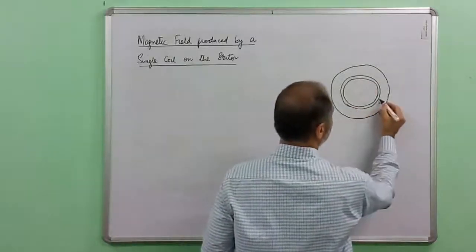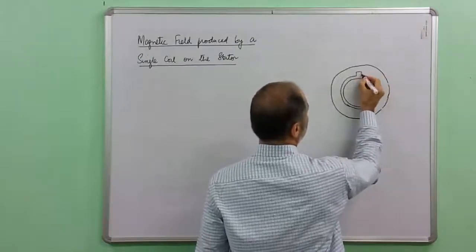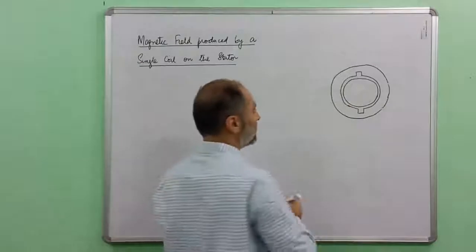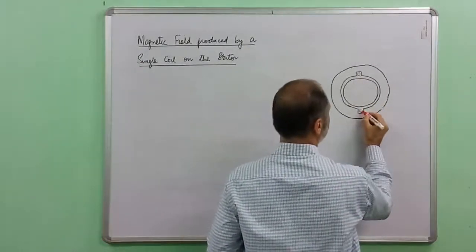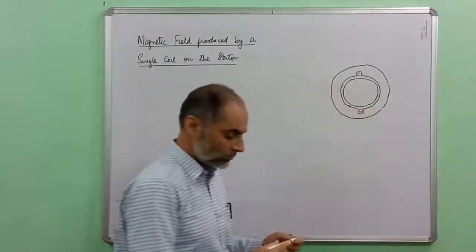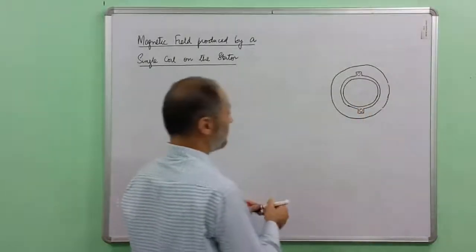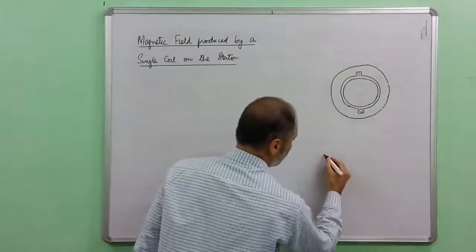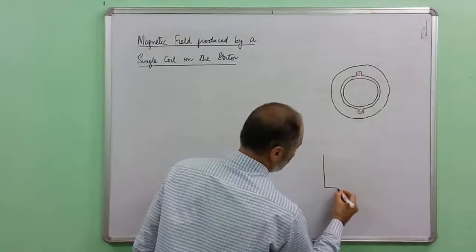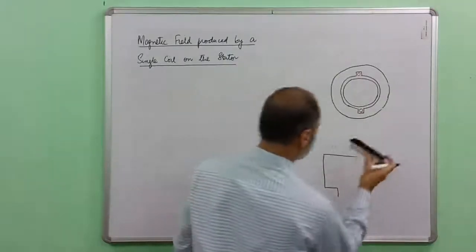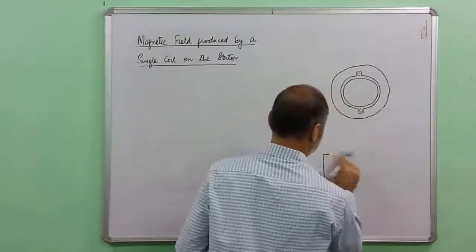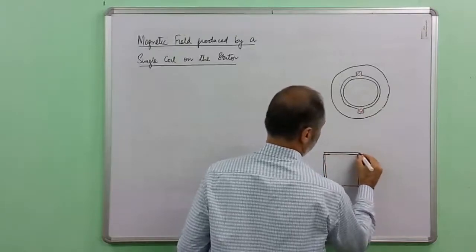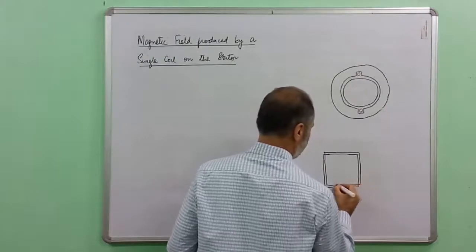So, in order to provide a single coil on the stator, we create a single slot pair, and in this single slot pair we put a single coil. This is basically a cross section of the machine. As far as this coil is concerned, it will be formed by a number of turns, which can be shown schematically here. You can have as many turns as required.